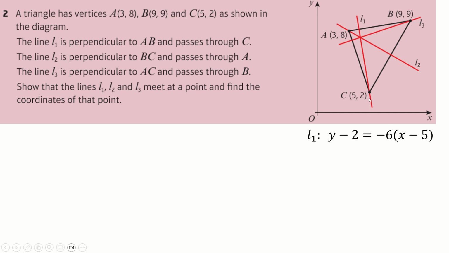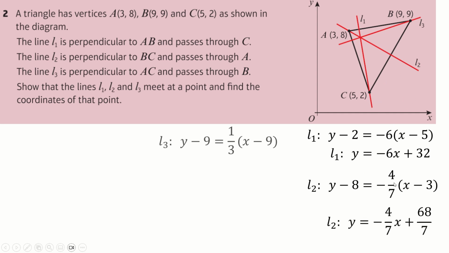And it goes through this point here, 5, 2. So just do y minus y1 equals m(x minus x1), and do that for all of them. L2 is perpendicular to this one, which has gradient 9 minus 7, which is 7, and then the run across is 4, so that's 7 over 4. So the perpendicular is minus 4 over 7. Simplify it up, and then do the same for L3.